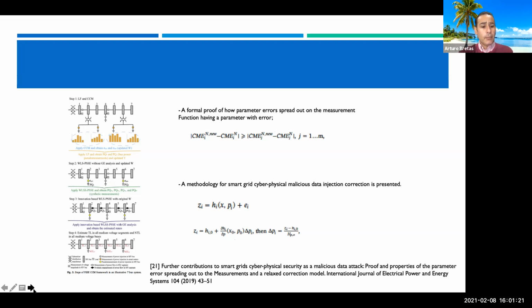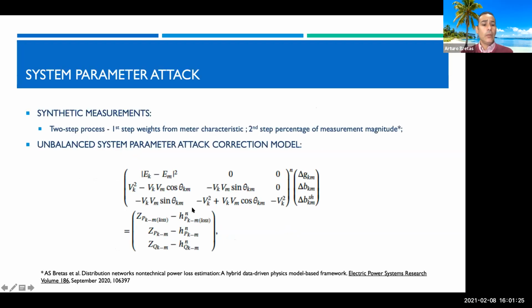I'm reaching the end of my presentation. We, more recently, considered that the attack on the parameters might be unbalanced. That means you would need a new model to consider that, meaning that if one physically attacked the file that had all the parameters of the system and changed them randomly, with the intent of still obtaining the same measurement, how would you go about correcting them?